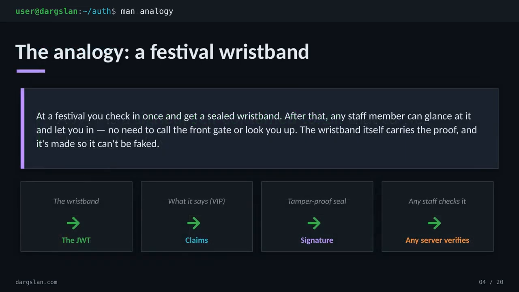To make that concrete, picture a festival. You check in once at the gate and get a sealed wristband. From then on, any staff member can just glance at it and wave you through. Nobody calls the front gate. Nobody looks you up on a list. The wristband itself is the JWT. What it says about you is the claims. The seal that makes it unfakeable is the signature. And every staff member checking it is any server in your system verifying the token.